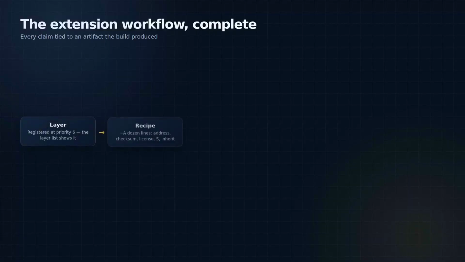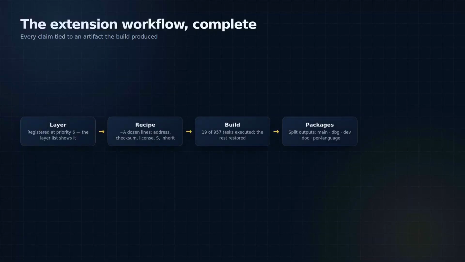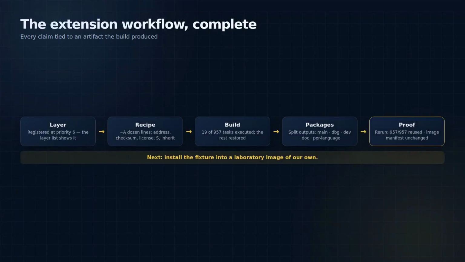The class outcome assembled. We created a layer with the project's own generator and registered it. The layer list shows it at priority 6. We wrote one recipe of about a dozen lines: address, checksum, license, unpacked directory, and an inherited build procedure. The build executed only that recipe's tasks, 19 of 957, and produced split packages down to per-language translations. The rerun cost nothing, because signatures now govern our metadata like everything else, and the image is provably unchanged. Layer, recipe, package, proof, that is the complete extension workflow minus exactly one step.